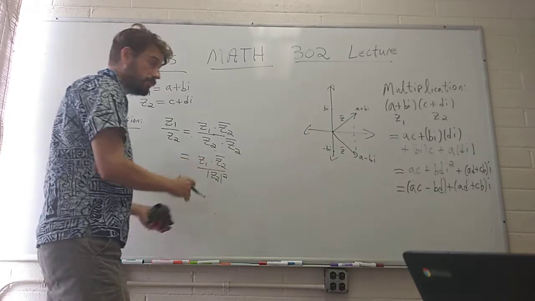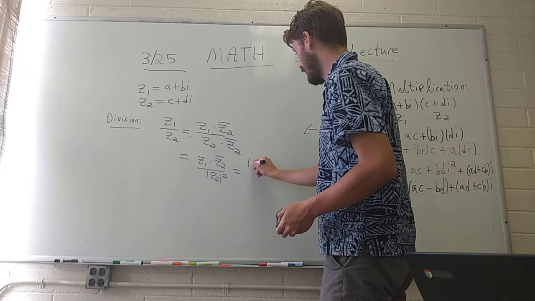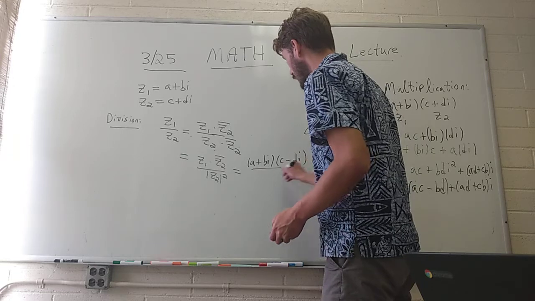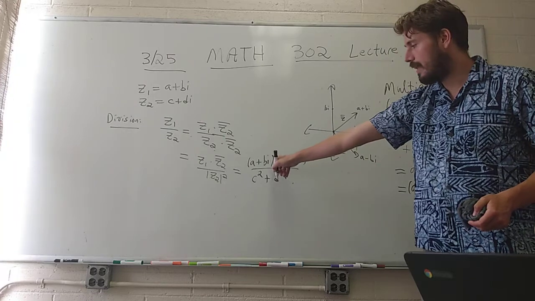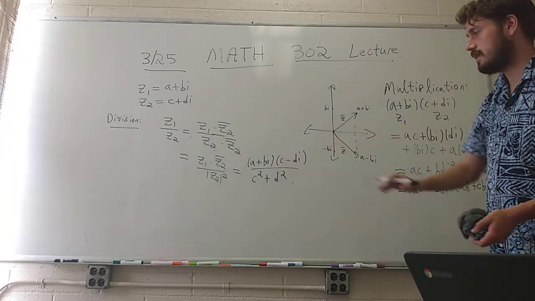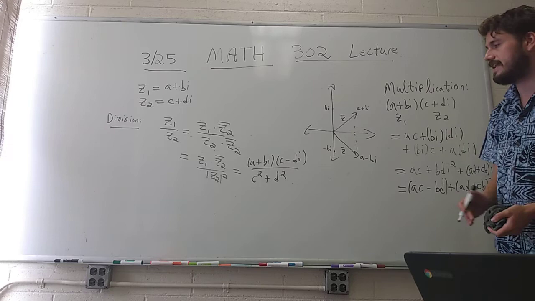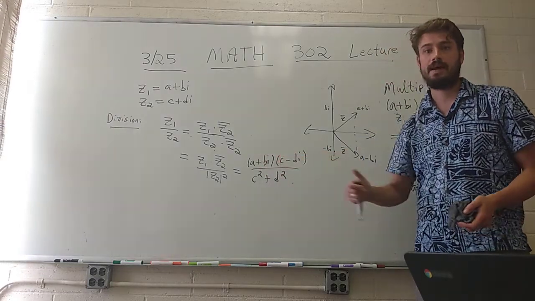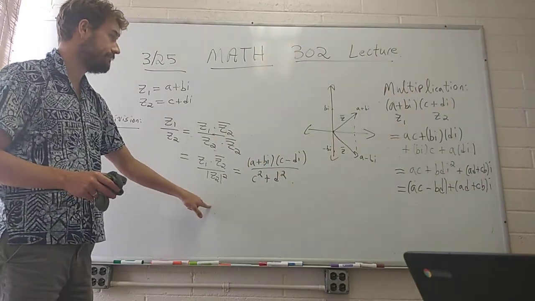We know how to multiply two complex numbers. This is just the product of two complex numbers. So it ends up being a plus bi times c minus di all over c squared plus d squared. Then you can just multiply this out by FOILing. I'll let you do that on your own as an exercise. But as you see, we already FOILed these two out. It's pretty much the same thing, just now instead of multiplying bi times positive di, you multiply bi times minus di. So that's division. This is how division is defined.